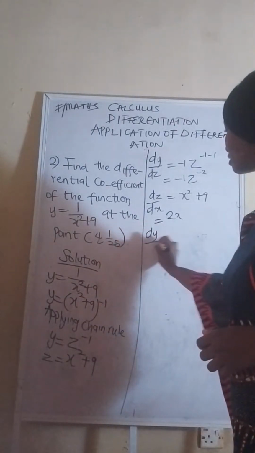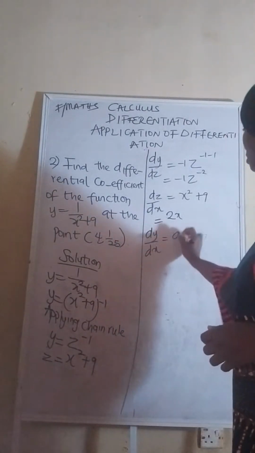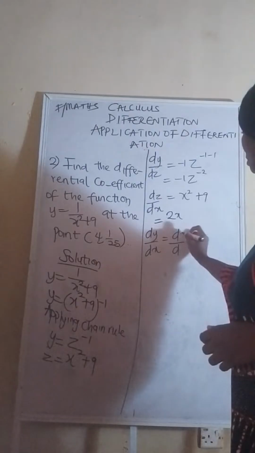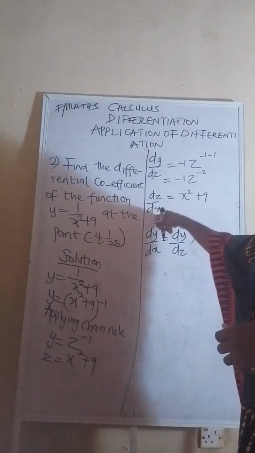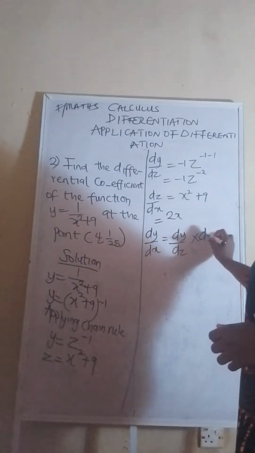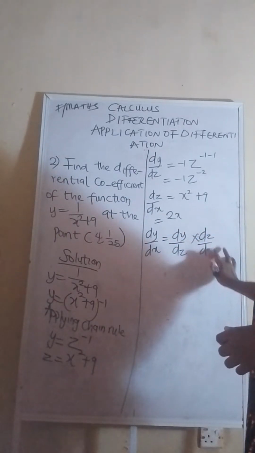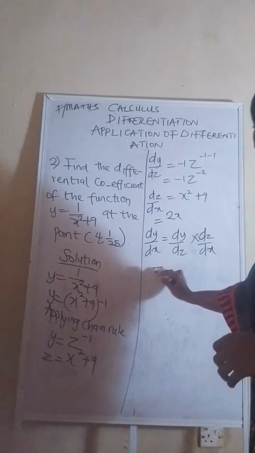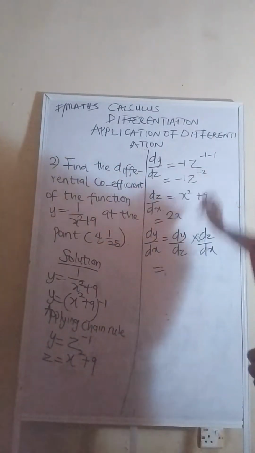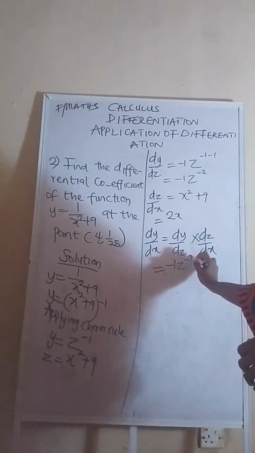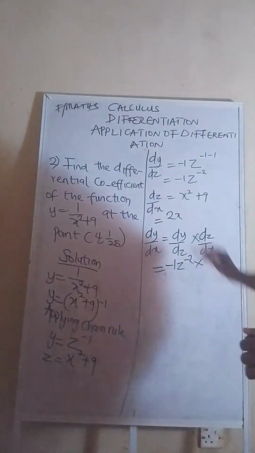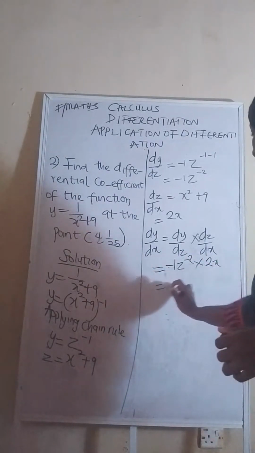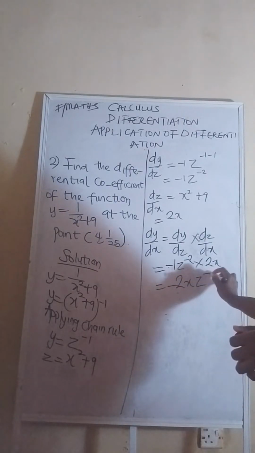So our dy/dx equals dy/dz times dz/dx. Have you seen that now? So if you cancel dz, you will get dy/dx. So that's how we got that. So what is our dy/dz? This is it. So that is minus 1z raised to power minus 2 times, what is our dz/dx? 2x. So now that gives us this minus 1 times 2x, which is minus 2x z to the minus 2.